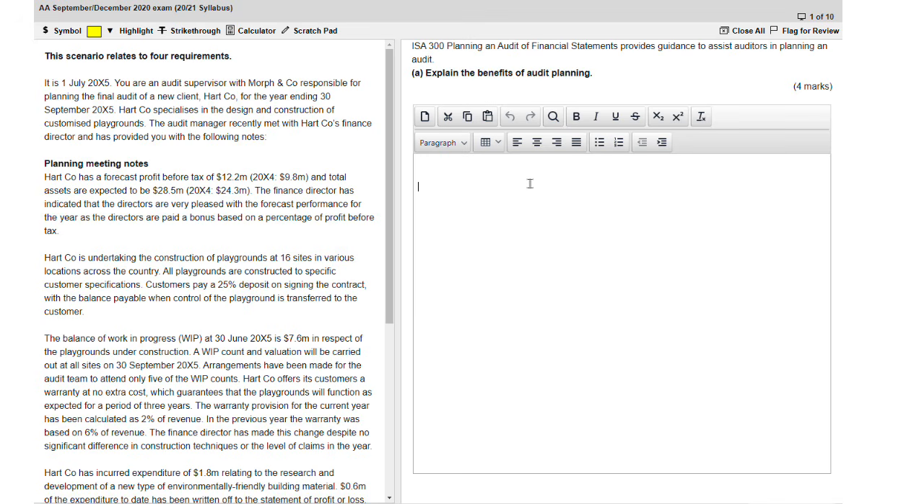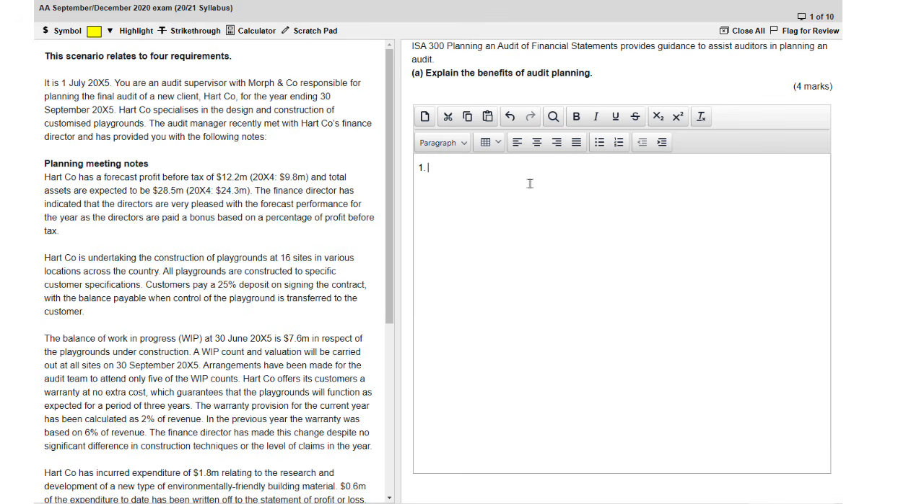We know it's 4 marks. Personally, I would number the points 1 to 4, just because then you're begging the marker to actually give you the 4 marks. So I'm just going to pick out a few of the points that I've remembered from pre-learning ACCA 300.